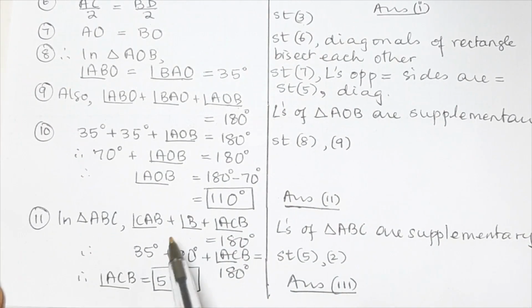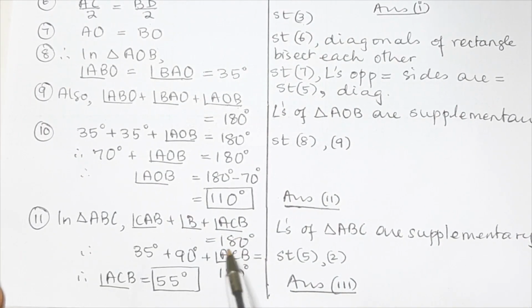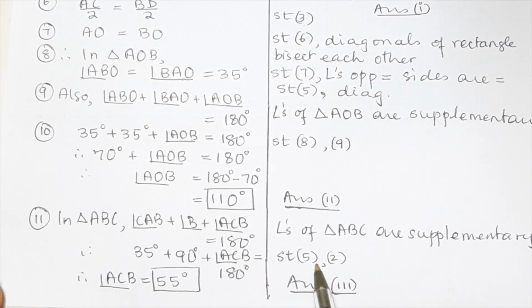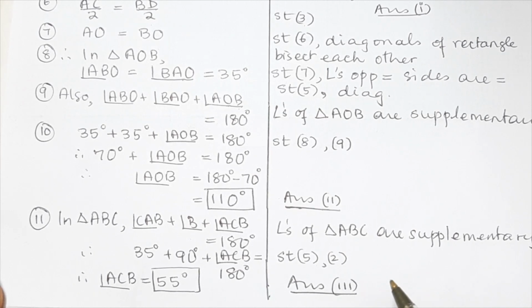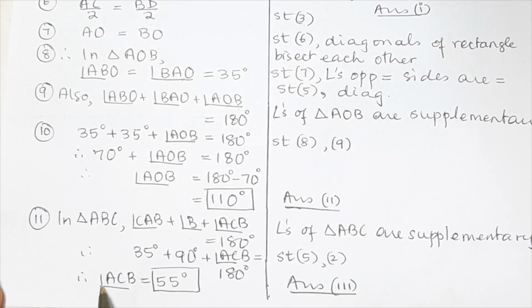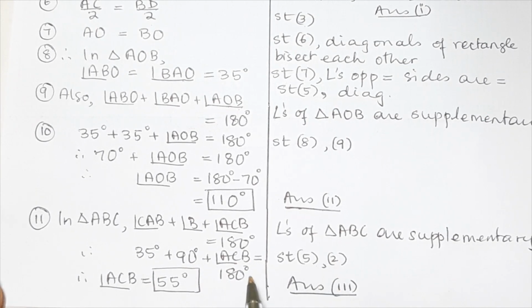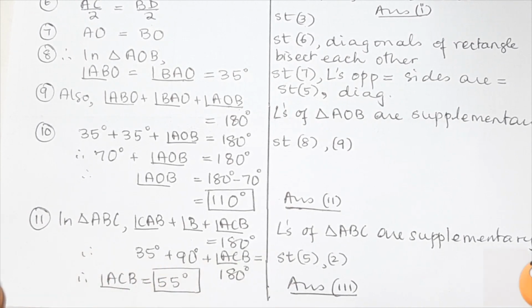So in triangle ABC, the 3 angles add up to 180 degrees because angles of the triangle are supplementary. And so 35 degrees plus 90 plus ACB equal to 180 degrees. That will be from statement 5, which said that the angles are 35 degrees each, and statement number 2. So angle ACB therefore is 180 degrees minus these two, that will be your 55 degrees. And that is our answer 3.